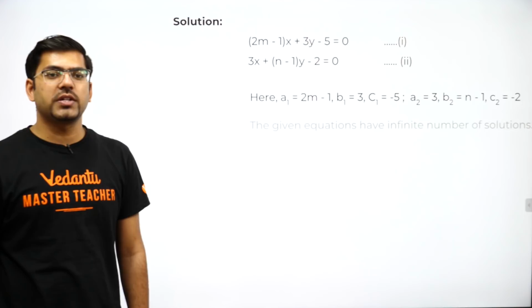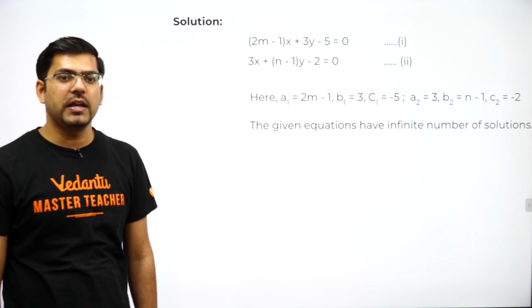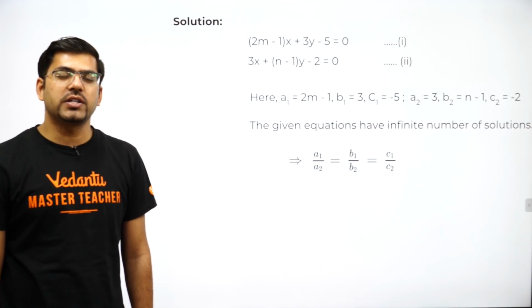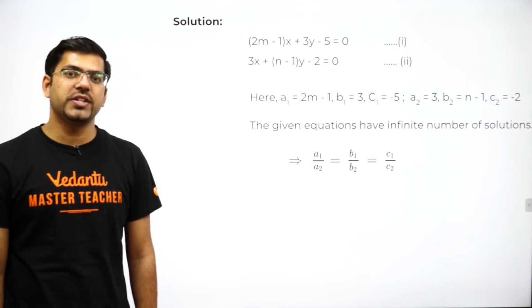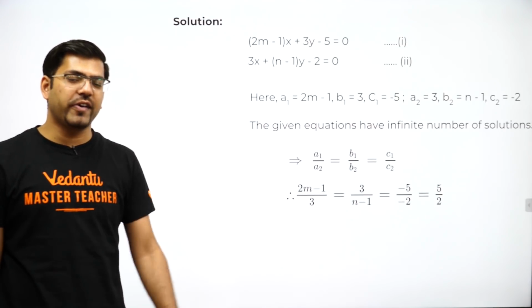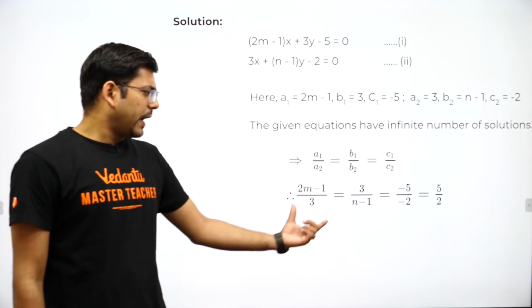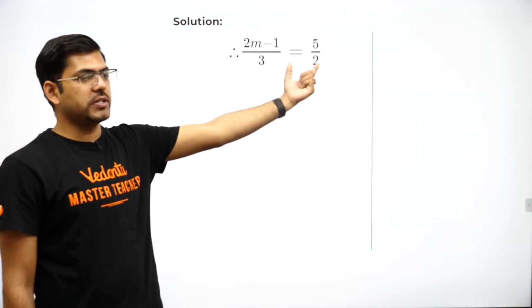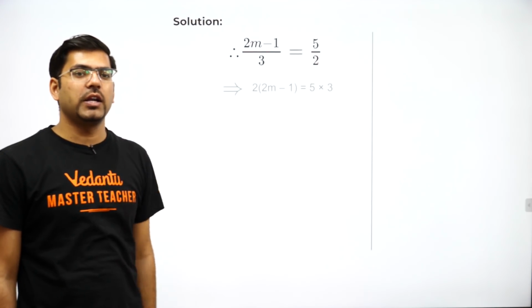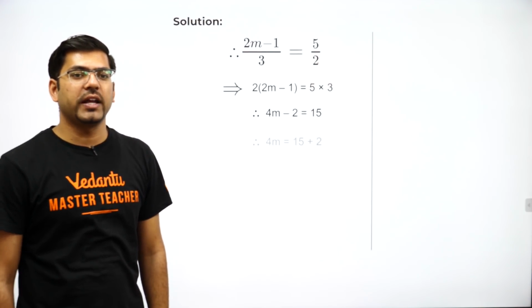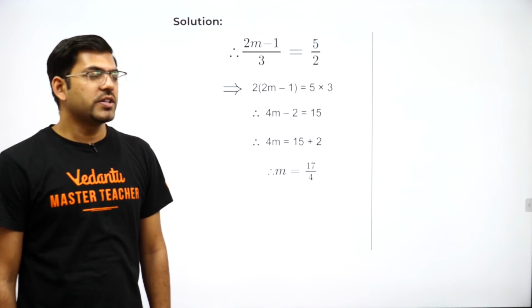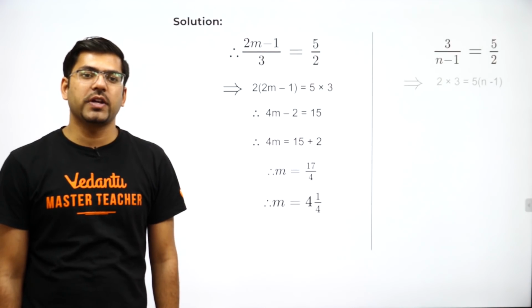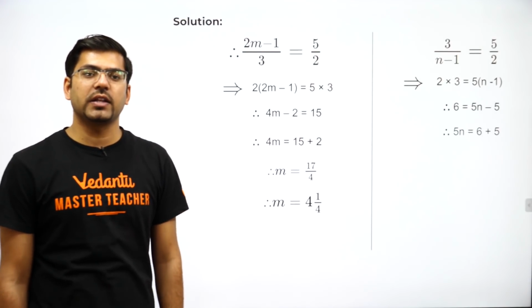We will be writing the equation and thereafter writing the values of a1, a2, b1, b2 and c1, c2, and then applying the condition for infinite solution, that is a1 by a2 is equal to b1 by b2 equal to c1 by c2, putting the values and making them equal. Once we have made them equal, first is equal to second, we will be getting our values. Solving, I am getting a value of m equal to 17 by 4, that is nothing but 4 1 by 4. And thereafter solving the second part of the equation, we will be getting the value of n.